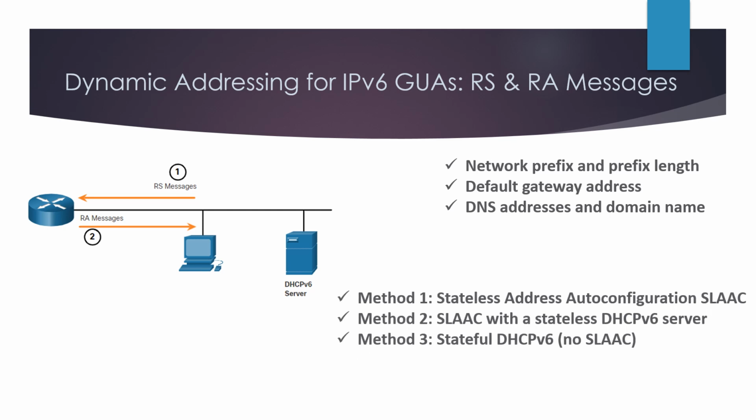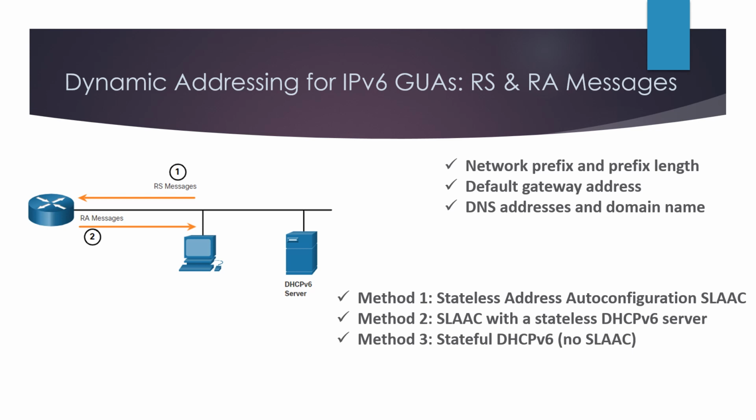The first one is the stateless address auto configuration, and it's like the router saying, I have everything you need, including the prefix, prefix length, and the default gateway address. And method two is the stateless address auto configuration with a stateless DHCP server. In this case, it's like the router says, here is my information, but you need to get other information such as the DNS address from a stateless DHCP server.